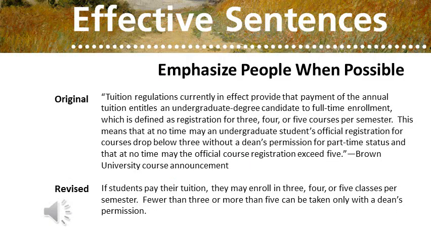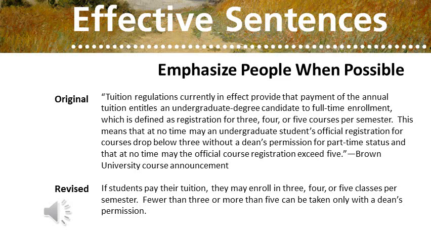Whenever possible, you want to emphasize people. It saves you from a lot of problems. And this example here is, well, there's a lot of problems. And you can see it comes from Brown University's course announcement. And Brown University, hey, that's an Ivy League school. That's up there with Harvard, Yale, Princeton, Columbia, etc. Yet that does not mean that people who work there know how to write well. So look at the example here.